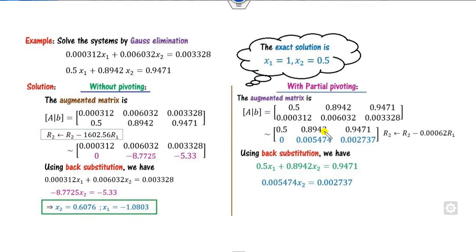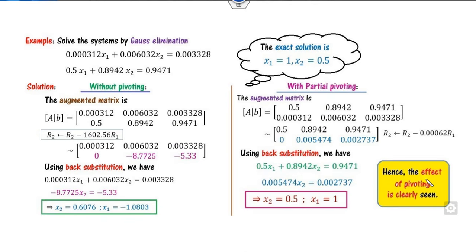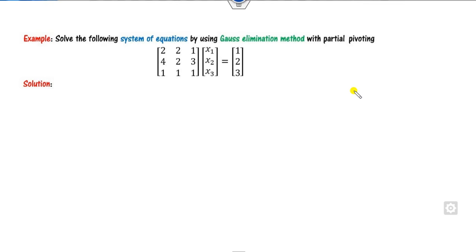Then you can write the back substitution, and from here you can get the x2 and x1, which is similar to this. So this clearly shows that pivoting is absolutely necessary. Whenever any of the diagonal entries is approximately 0 or exactly 0, then you have to apply partial pivoting always. Look at one more example.